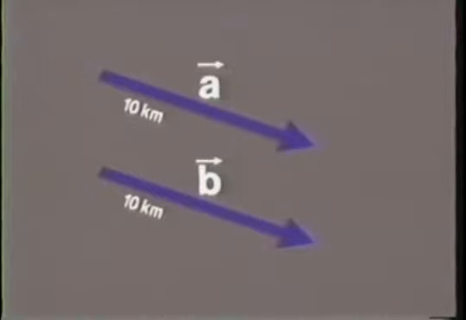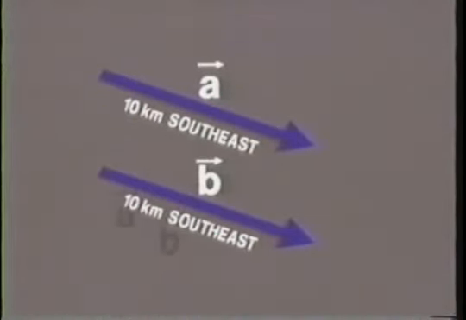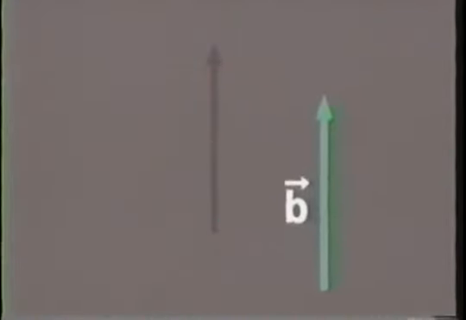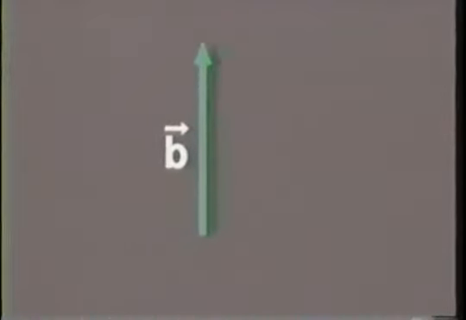If the magnitudes of two vectors are the same, and they also have the same direction, then the two vectors are equal. As long as the magnitude and direction of a vector are kept the same, it can be moved to any location.